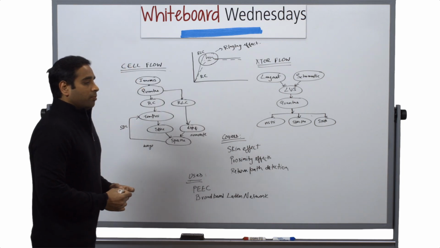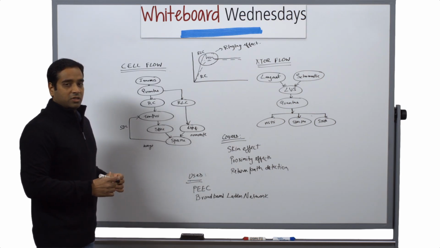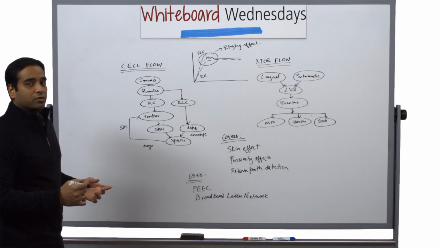So with respect to accuracy and correlation, what we have observed is Quantus is highly accurate across all frequency ranges and correlates really tightly to FastHenry.